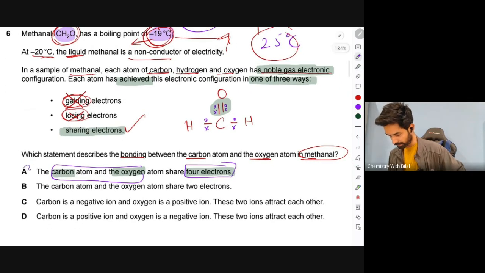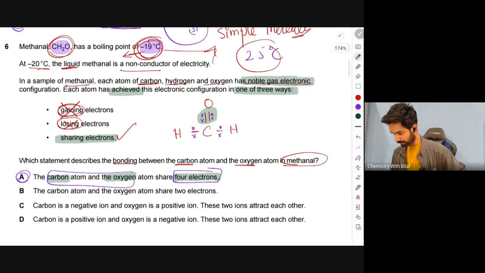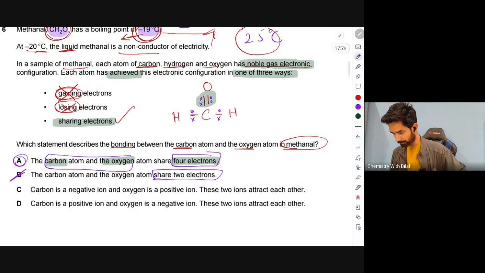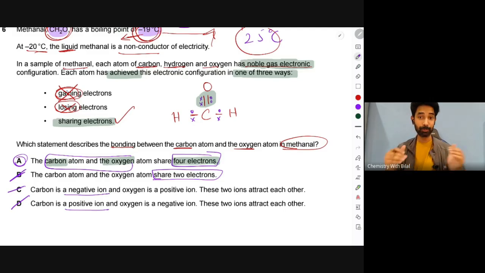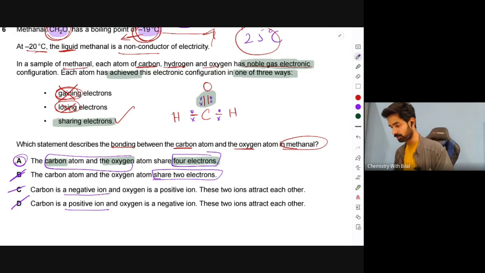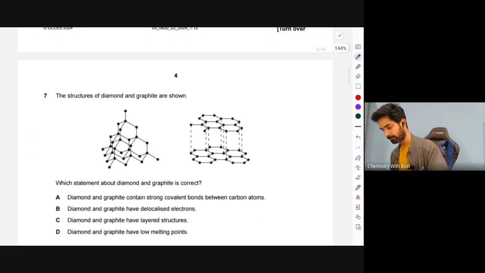This looks right. Moving ahead. Carbon atom and oxygen atom share 2. No, together they are sharing 4. Carbon is a negative ion. Incorrect. Carbon is a positive ion. Incorrect. So statement 1 should be correct because both carbon and oxygen together share 4 electrons, 2 from each particle.